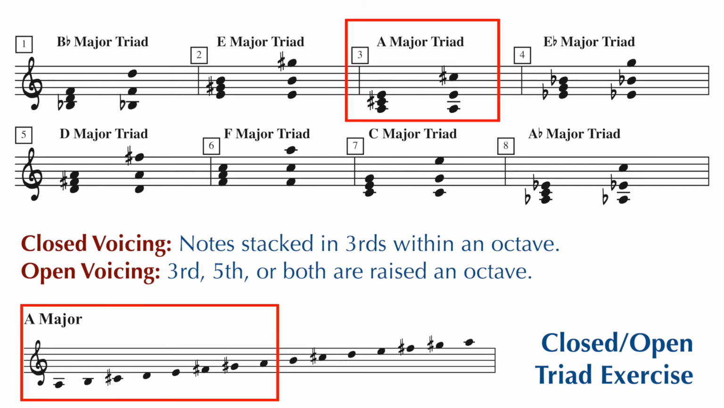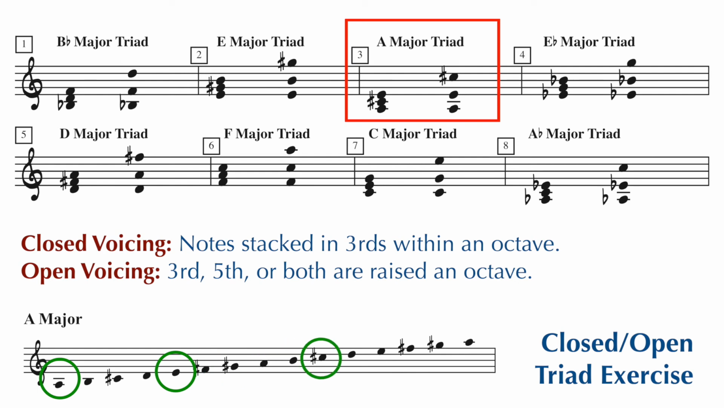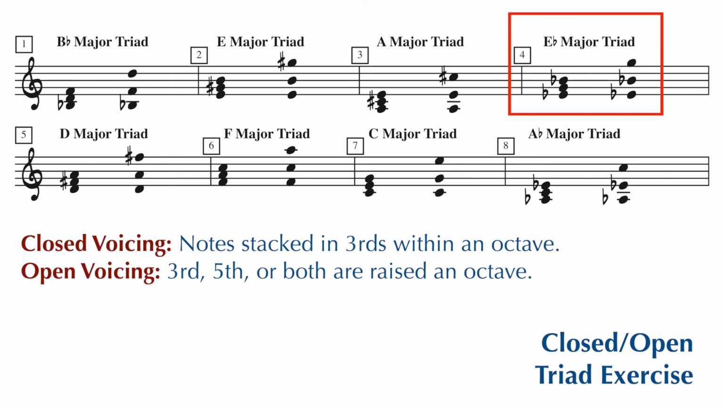Number 3, we have an A major triad to build. Let's use our scale, A, B, C sharp, D, E, 1, 3, 5. So our A major triad should be A, C sharp, and E. And to change it to an open voice triad, we can raise the C sharp, the third of the chord, an octave higher.